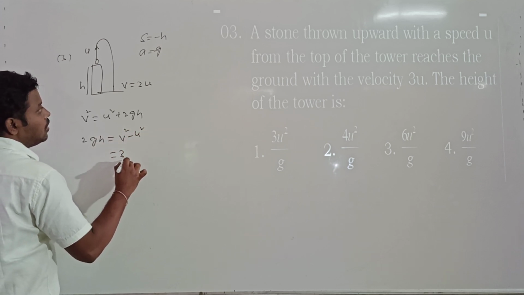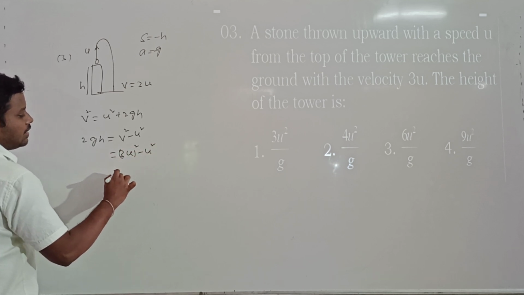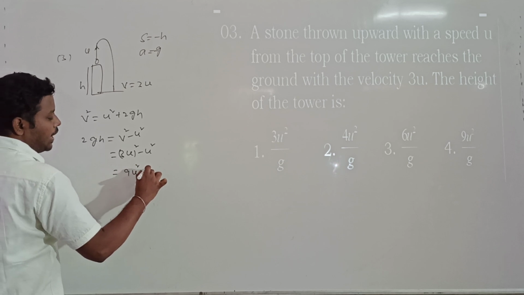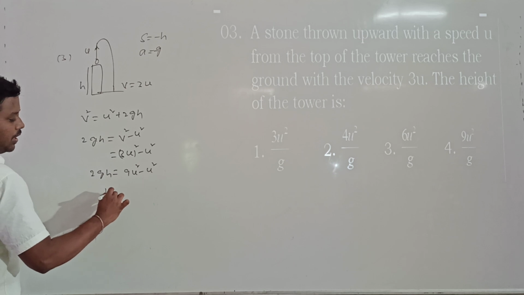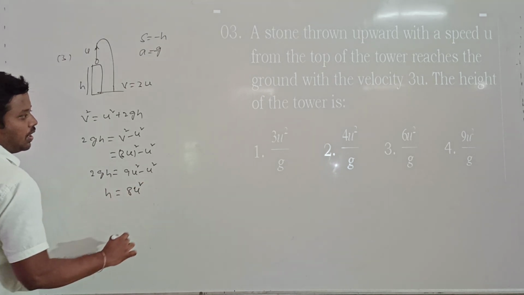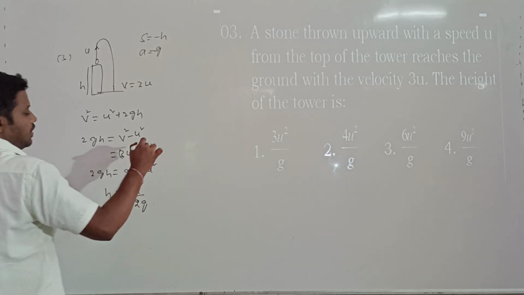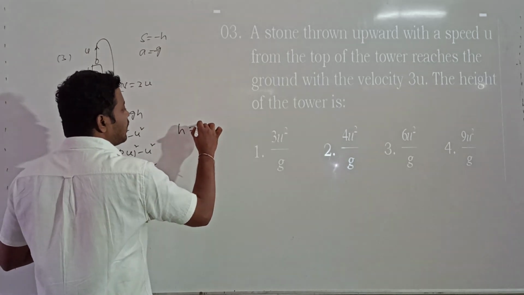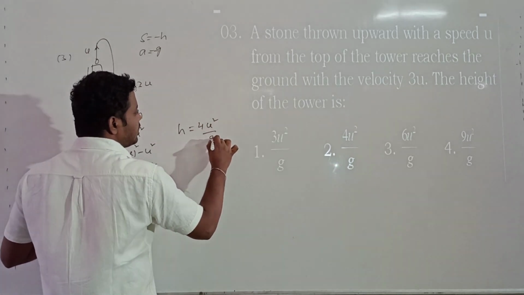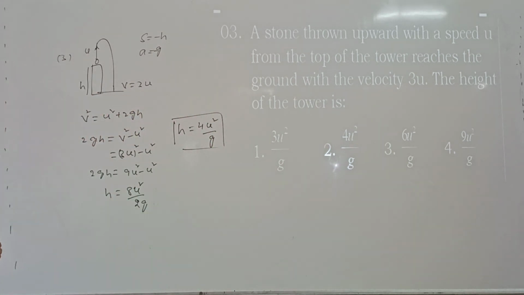So v square value is 3u whole square, minus u square. So what I will get as the answer? 9u square minus u square will be equal to 2 into g into h. So h value is equal to 8 into u square divided by 2 into g. Then what I will get as the final answer for h? H value is equal to 4 into u square divided by g. Understood now? So which option? Second option. That is question number 3.